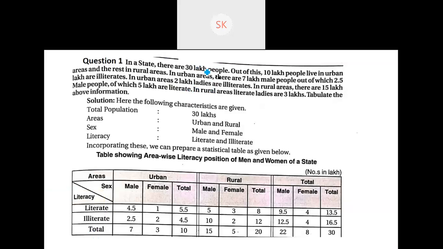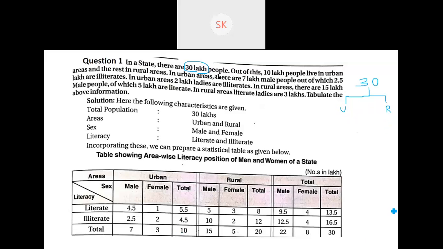Okay, so overall, the total population given to us is 30 lakh. This 30 lakh population is being divided into two: one is urban, the other is rural. This is the first classification. One is urban area, the next one is rural area. So, this is the main classification.